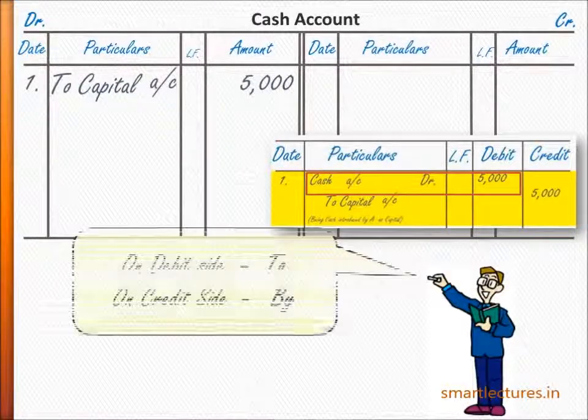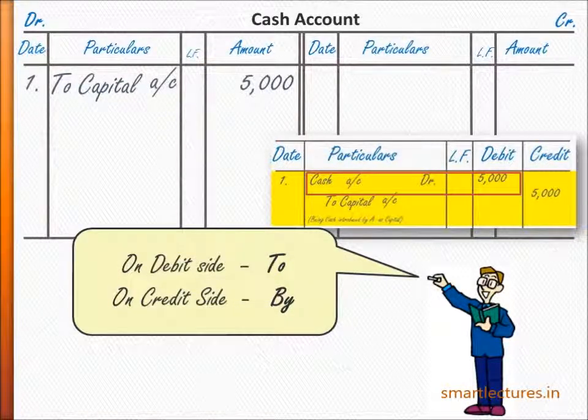Don't forget. Always on the debit side, in the particulars column, start the narration with 'To', and on the credit side, I mean to say on the right hand side, always start the narration with the word 'By'. So okay, cash account has been debited.